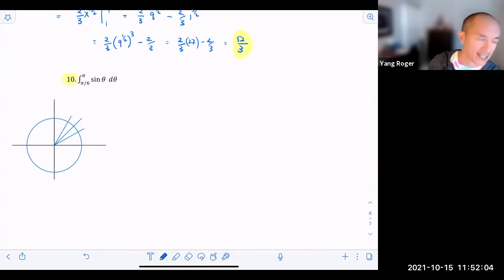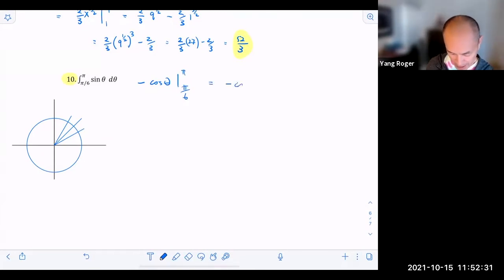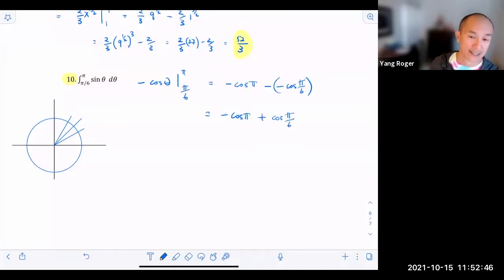All right, folks, what's the antiderivative of sine of theta? That's right, it's negative cosine of theta. So we put negative cosine of theta, then we evaluate it from pi over 6 to pi. So what that means is we want negative cosine of pi minus negative cosine of pi over 6. So that basically becomes negative cosine of pi plus cosine of pi over 6, like this.